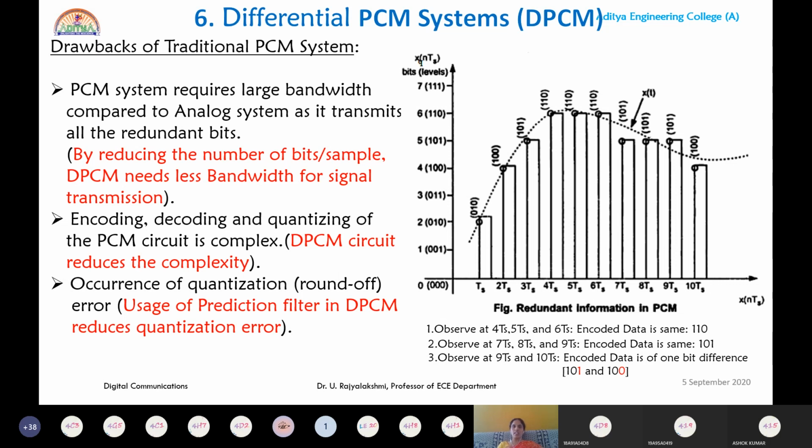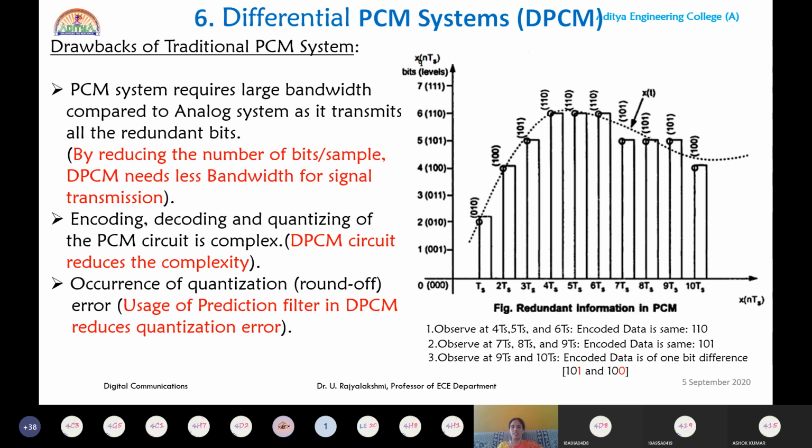Okay. Next, at 3TS, it is nearer to 5. So we represent 5 as 101. Next, similarly at 4TS, the magnitude is nearer to 6. So the encoded form is 110.